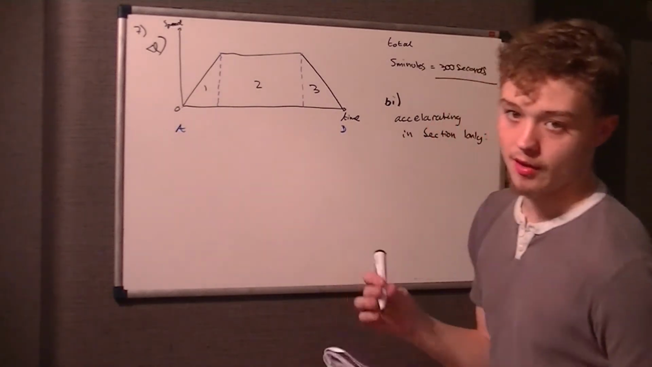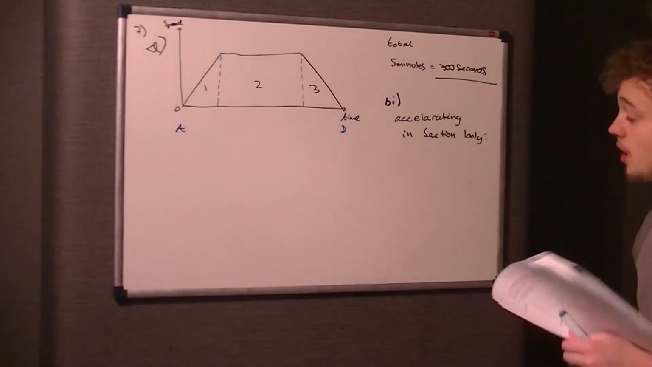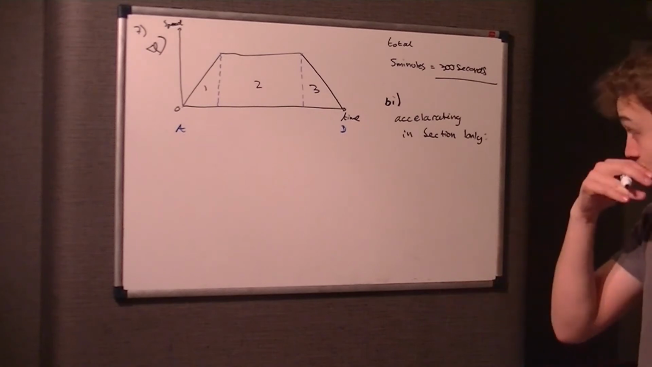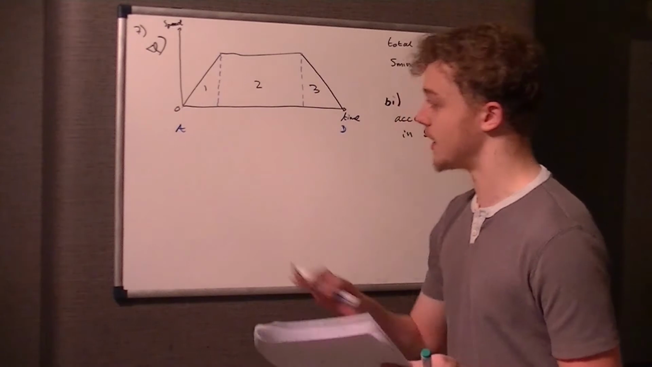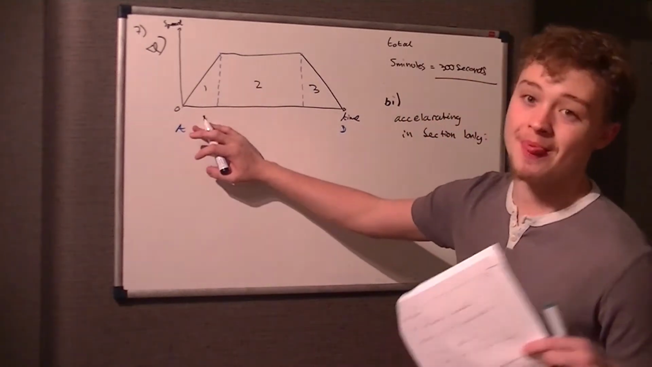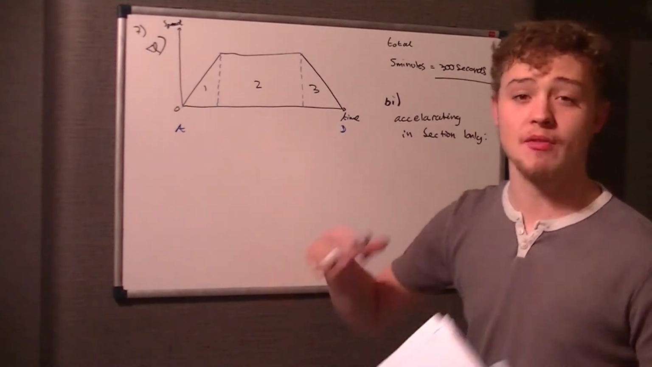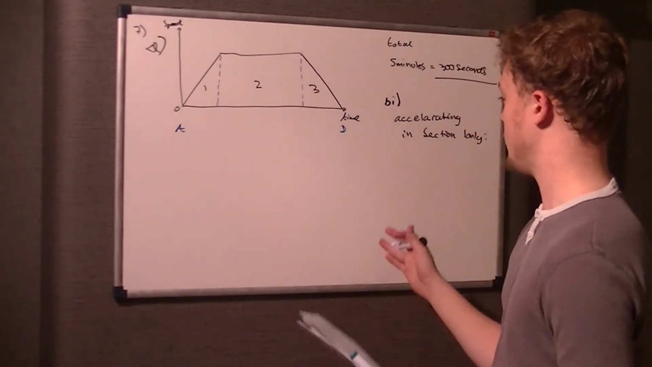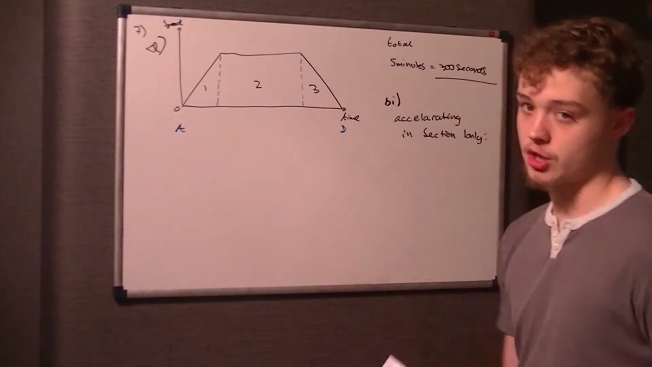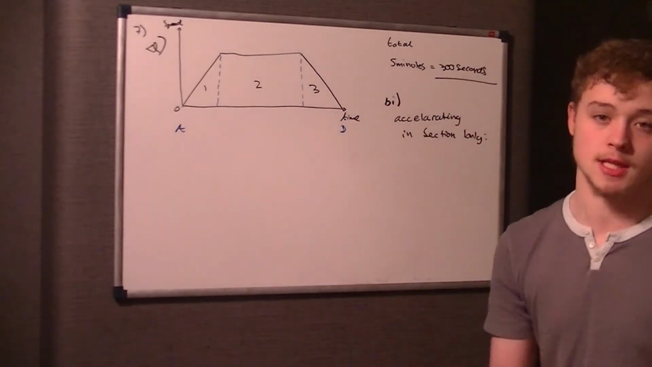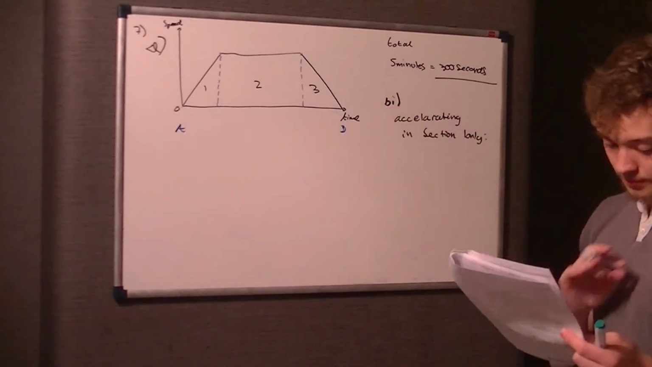Now they would only ever, at AS level or A level, whatever you're doing mechanics at, ask you to work out things like this when you've got one section that is accelerating, one that is constant, and one that is decelerating. They would never ask you to work out V in terms of T or whatever for multiple sections like this, because it'd be too confusing. So this is as hard as it will get in this kind of context.